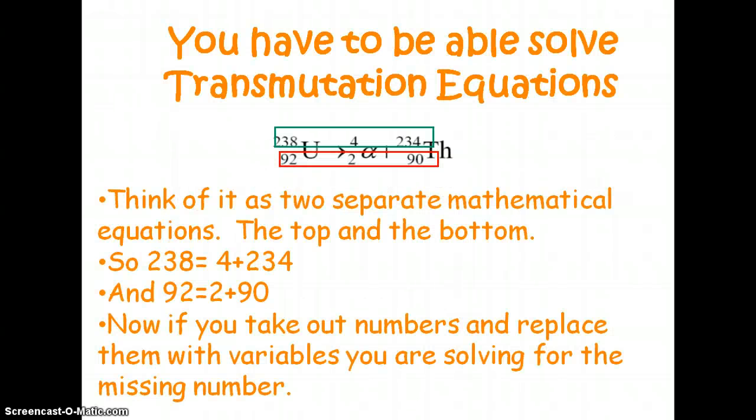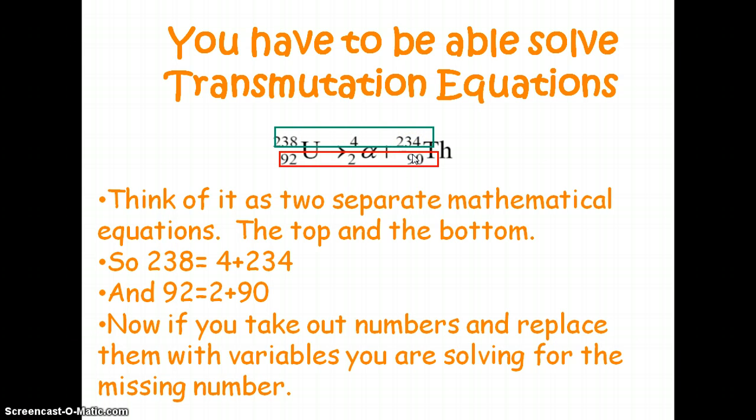Now, how do we solve transmutation equations? Well, it's not that difficult. This is a transmutation equation. It's basically two separate mathematical equations. So you think about the top numbers separately, then you think about the bottom numbers. Make the arrow your equal sign. So the top would be 238 equals 4 plus 234. The bottom would be 92 equals 2 plus 90.